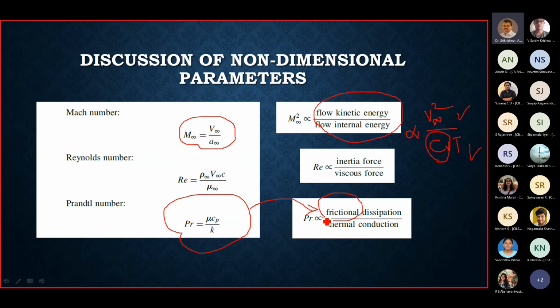We'll come to how that manifests physically. So mu Cp by K is a non-dimensional parameter. If you substitute the dimensions, you can find that it's non-dimensional. Prandtl number is a very popular parameter used in applications where both viscosity and heat transfer are important. I repeat, it applies in situations where both momentum exchange and thermal energy exchange are important. Since we are now considering viscous flows, we will be continuously referring to this parameter, Prandtl number.